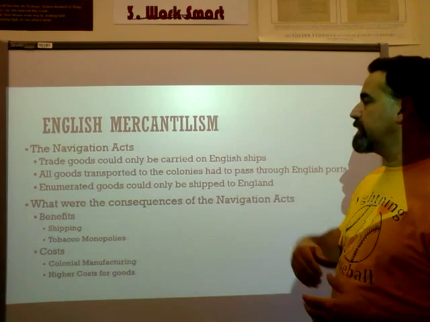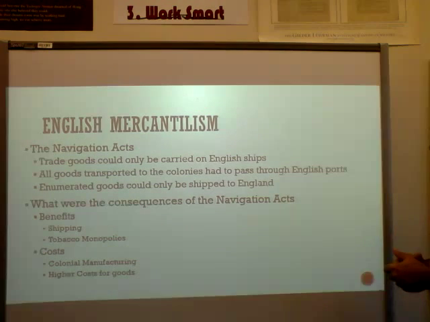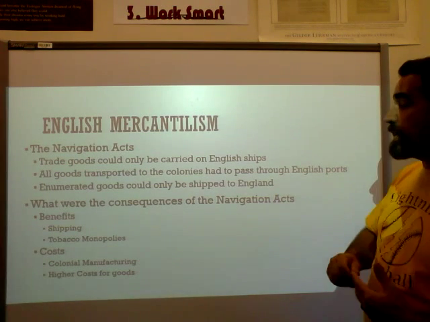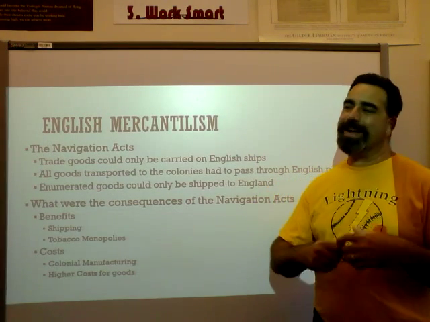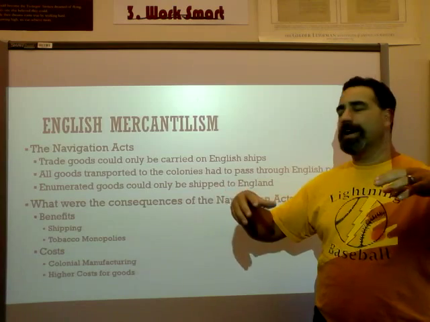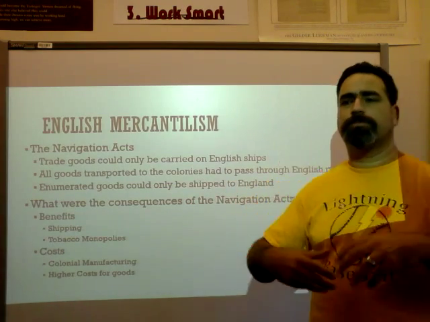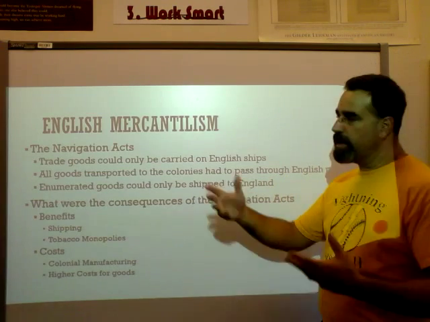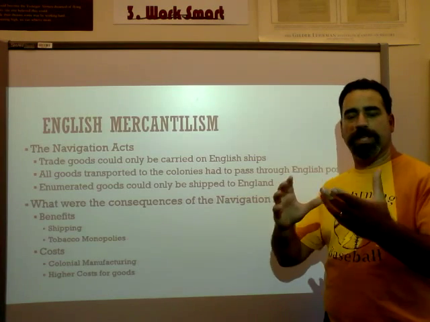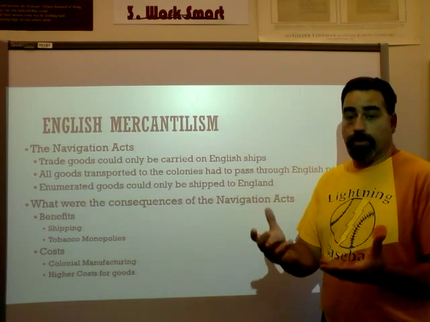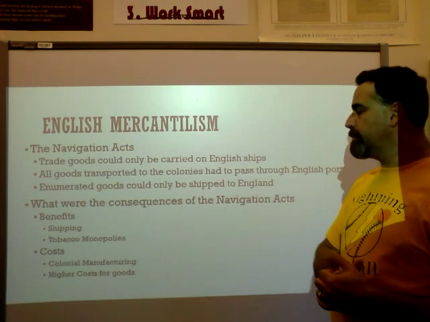To that effect, there was something called the Navigation Acts that were put into effect. These Navigation Acts mandated that trade goods could only be carried on English ships. Okay, you could not build your own ship. You could build your own ships, but they would be English ships. You couldn't put things on French ships or Dutch ships and conduct trade that way. This is a way of making sure that England is able to control and, of course, charge for these commodities.